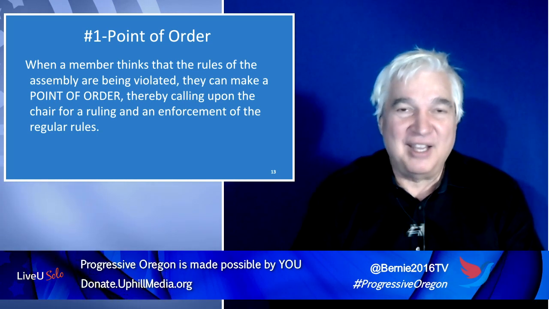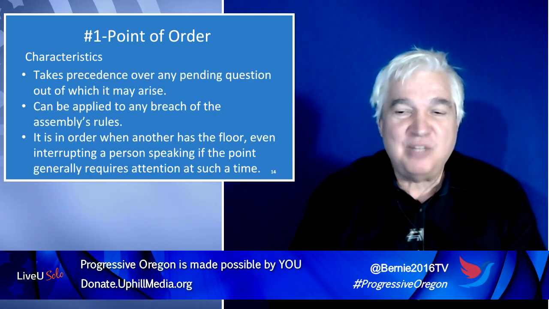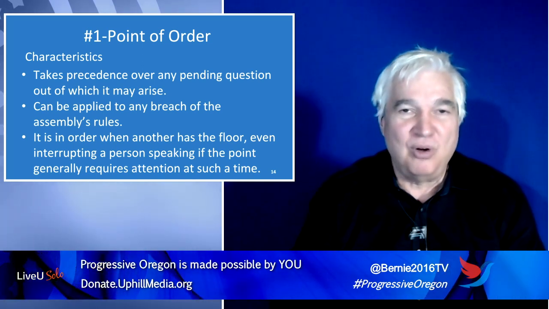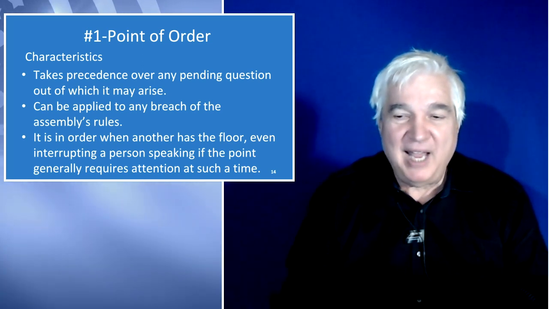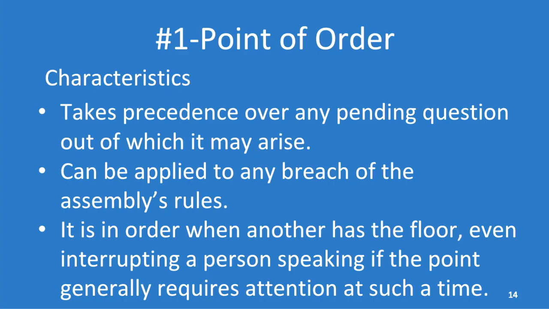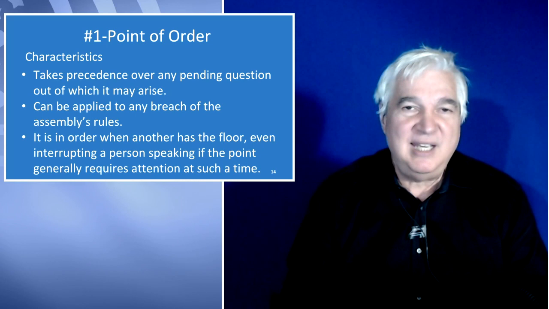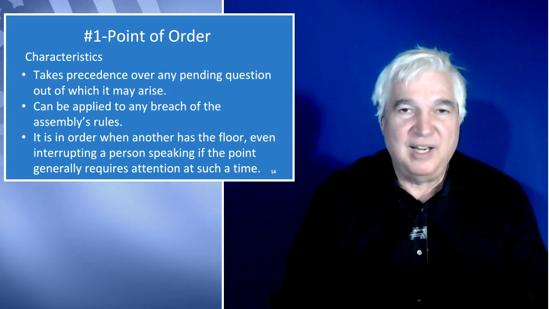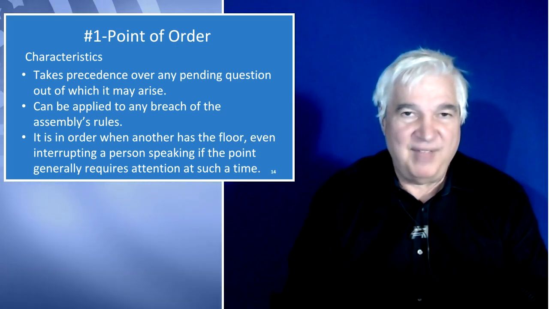Going to the next slide, the characteristics of a point of order. It takes precedence over any pending question out of which it may arise. So it's numero uno. It can be applied to any breach of the assembly's rules. It's an order when another has the floor, even interrupting a person speaking if the point generally requires attention at such a time. So this is one of those rare motions where you don't need to be recognized by the chair. You have seen some flagrant violation of the rules, and you can just stand up and say point of order and interrupt someone who's speaking if that's required.